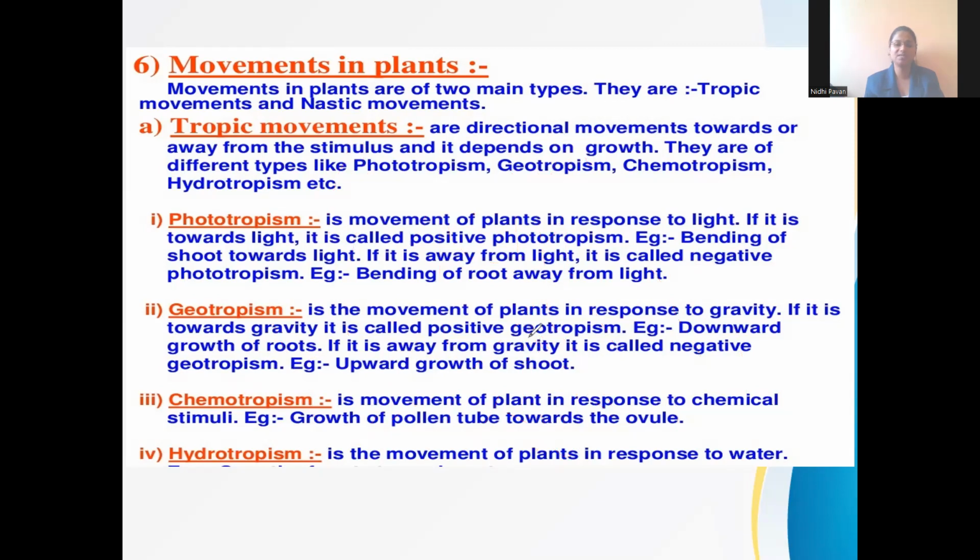chemotropism. Chemotropism, as the name suggests, is the movement of a plant towards some chemical stimuli. For example, growth of the pollen tube towards the ovule. I will show you the diagram, then you will understand. Just a minute.